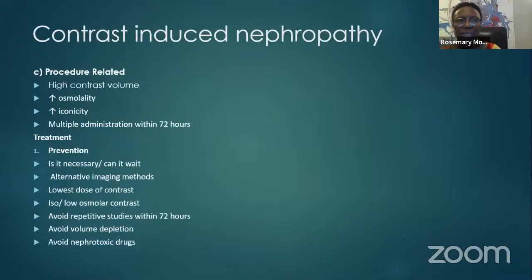So those which are procedure related will be the type of contrast that you are using. Is it the high contrast volume with high osmolality and high tonicity? And also if you give multiple administrations within 72 hours, then your patient can come in with contrast-induced nephropathy.